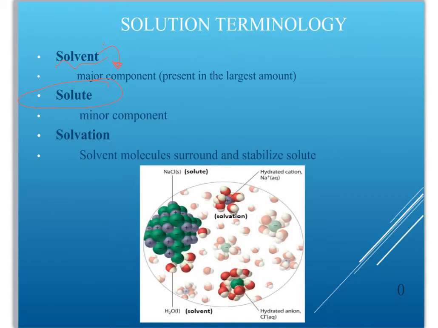Okay, and then solvation. Solvation is what happens on a molecular level when a solution is formed. And solvation is simply the process of solvent molecules, in this case water, surrounding or kind of making like a cage around the solute molecules. And that solvation is a stabilizing force. Solvation must occur in order for a solute to get dissolved.